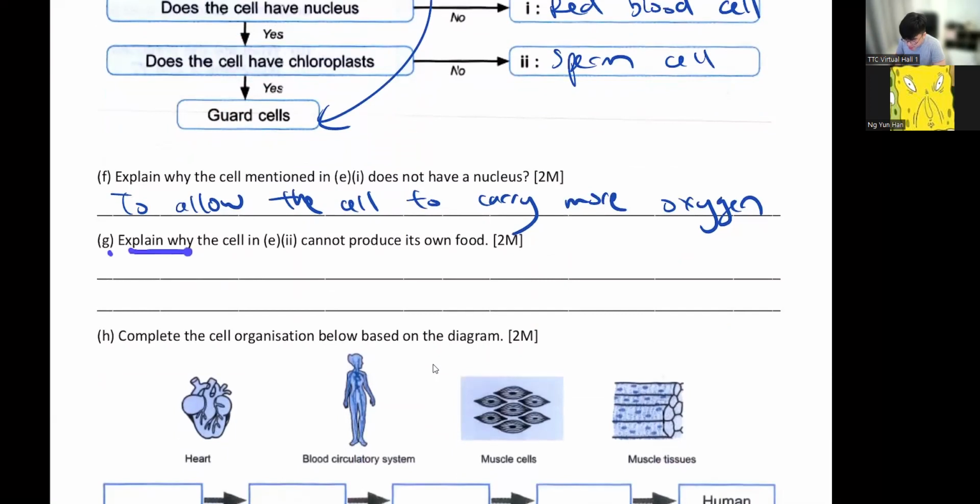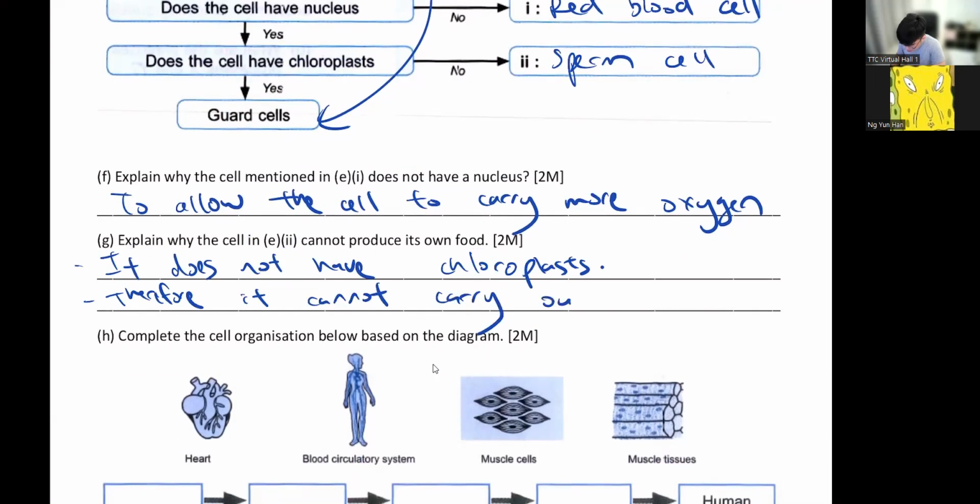So G, explain why the cell in E2 cannot produce its own food. Because it doesn't have chloroplast lah. It does not have chloroplast. Therefore it cannot carry out photosynthesis. This fella cannot do photosynthesis, so it cannot make its own food lah. I mean, your sperm cannot make its own food. If not, it will just be weird.